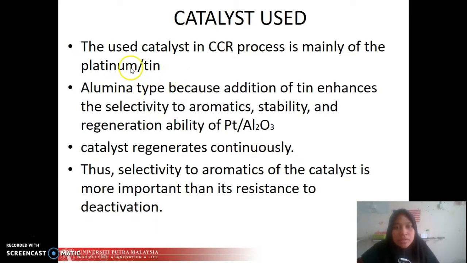The type of catalyst used in the continuous processing is an alumina type, because this alumina or tin will increase the selectivity of the catalyst to aromatics, since in the continuous process the catalyst regenerates continuously. So we need to use a type of catalyst that is able to perform its activity more than its resistance to deactivation. So that's all for the catalyst and type of reactor used.